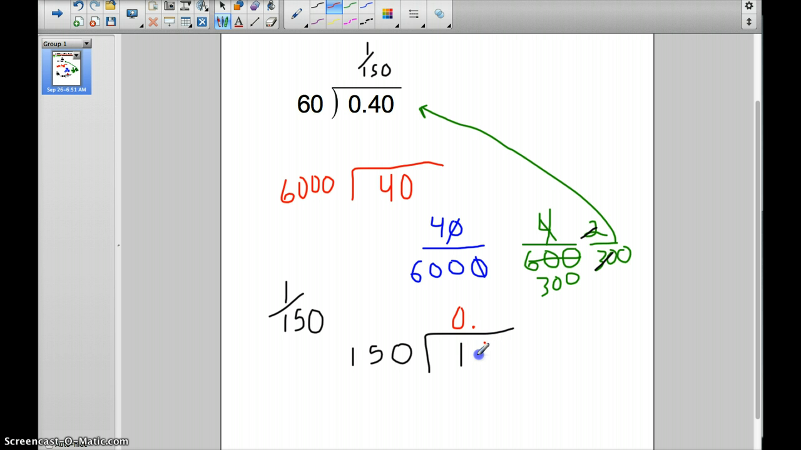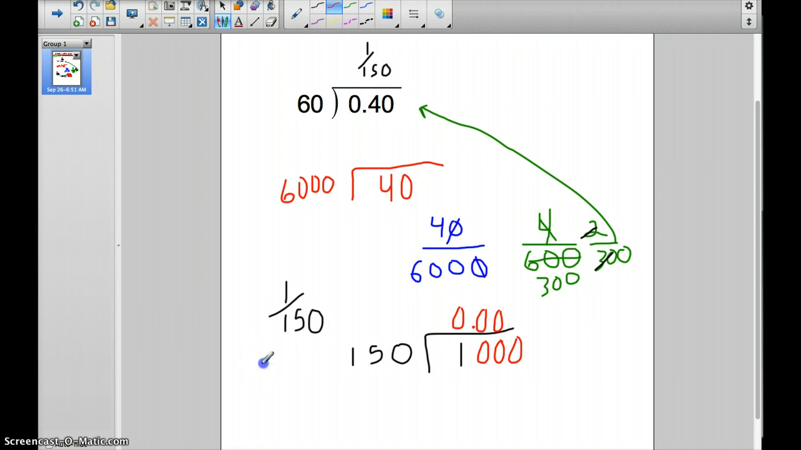Then I place a 0 over here to ask myself if 150 can go into 10. But it can't, so I place a 0 where the quotient would be. Then I put another 0 here, and I ask myself, can 150 go into 100? And it can't, so I place a 0 at the top where the quotient would be. Then I place another 0 here. Then I ask myself, can 150 go into 1,000? Yes, it can. 150 times 10 would be 1,500, so 10 is too large.